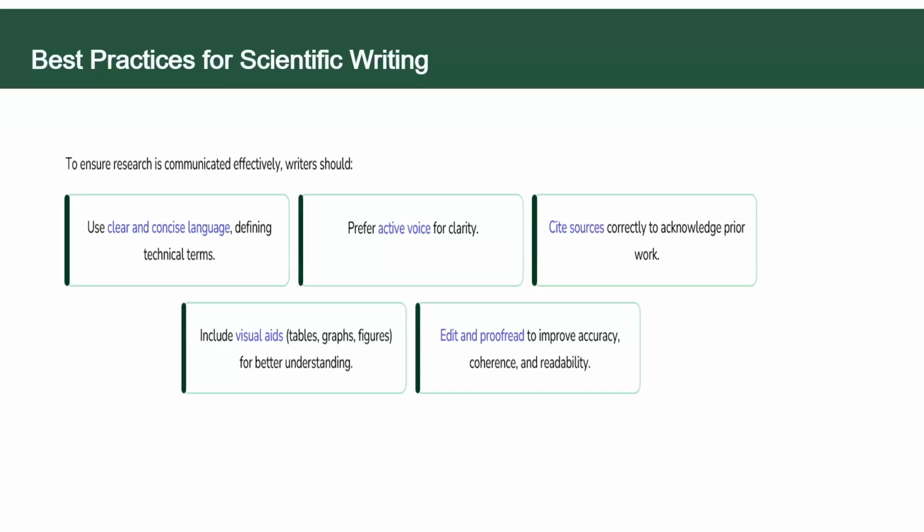Cite sources correctly. Citation is very important. Later I will teach you more about citation, and I'll show you how to cite different sources correctly. You can also add visual aids. Tables and figures are preferable as compared to writing it in paragraphs. Edit and proofread your data to improve accuracy, coherence, and readability.